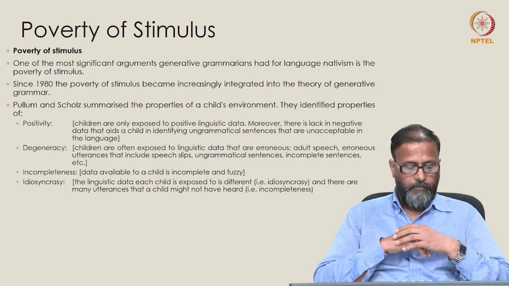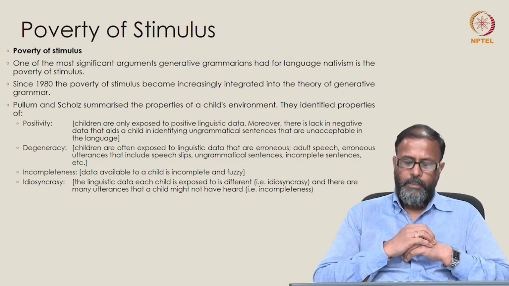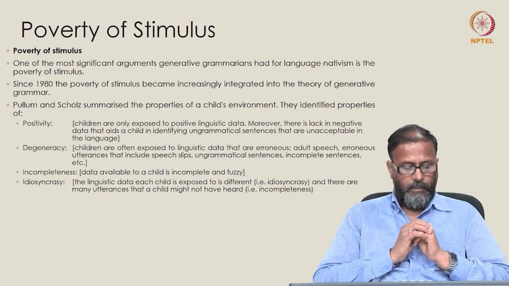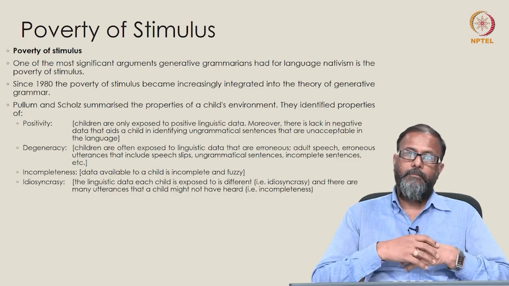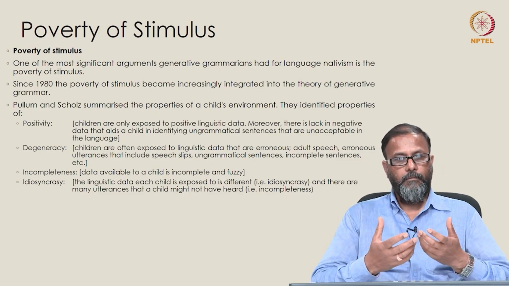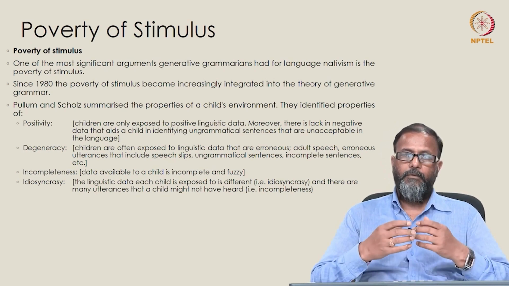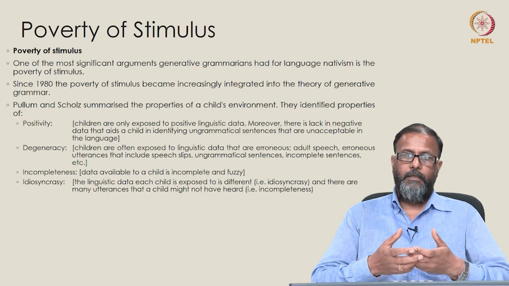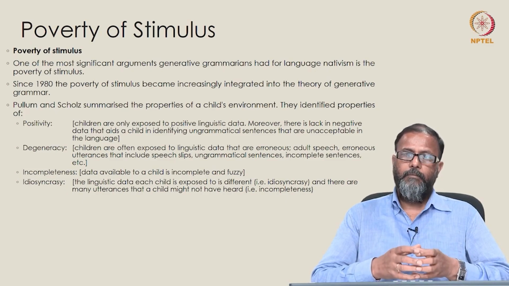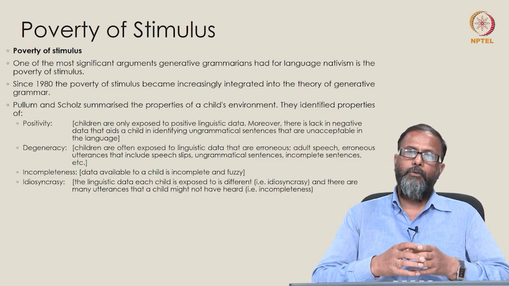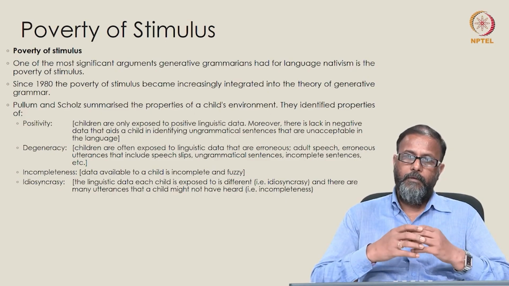And then idiosyncrasy. So, the linguistic data each child is exposed to is different, right? And there are many utterances that a child might not have heard, but the child is able to produce. That means the child is creating. It refers to creativity. So, Chomskyan theory gives a lot of agency and autonomy to the human mind, which facilitates language acquisition so effectively, and a child is able to acquire any language so effortlessly. Why? Because the child has universal grammar and an active language acquisition device.